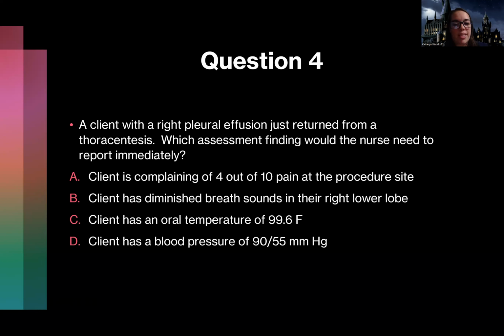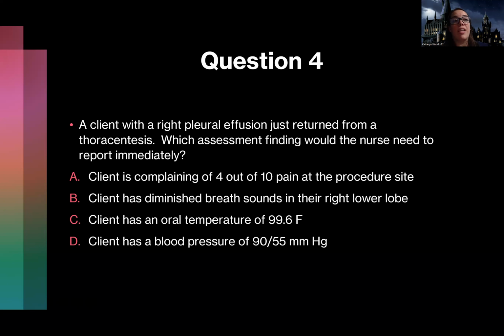Client has diminished breath sounds in their right lower lobe. Well, that's where their pleural effusion is. So this is the tricky thing here. I know I've been talking about this collapsed lung thing, and people are like, "Ooh, diminished breath sounds, that's collapsed lung." Decreased breath sounds or absent breath sounds are signs of a collapsed lung, but diminished breath sounds are actually very common with a pleural effusion.